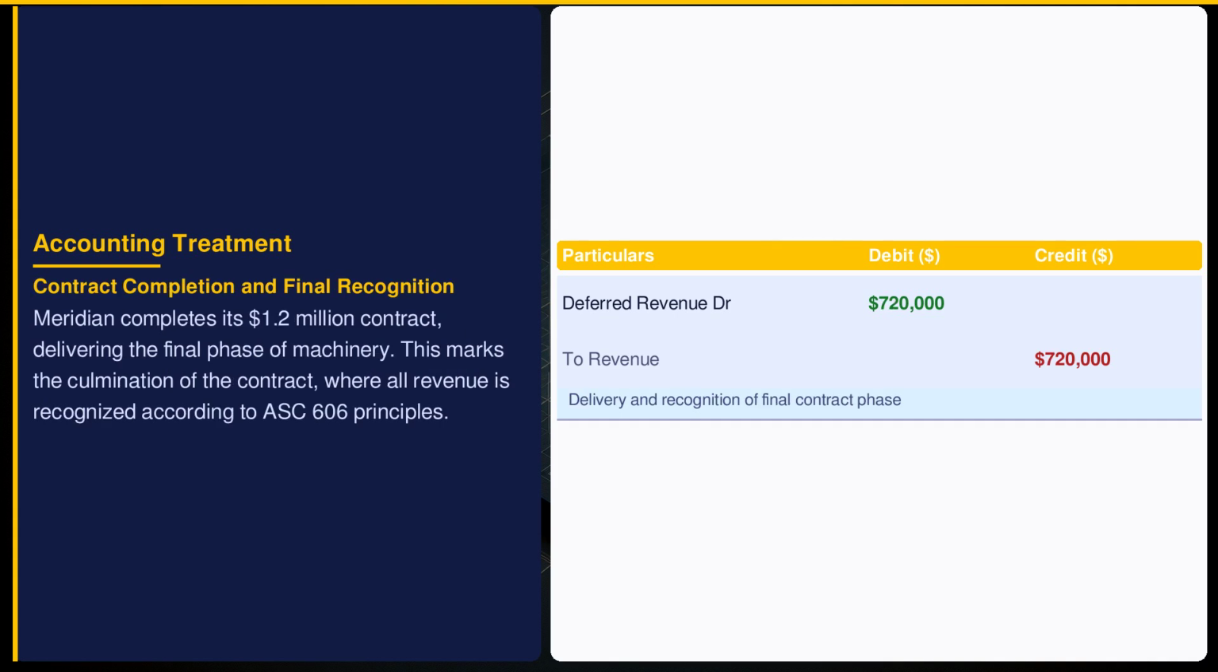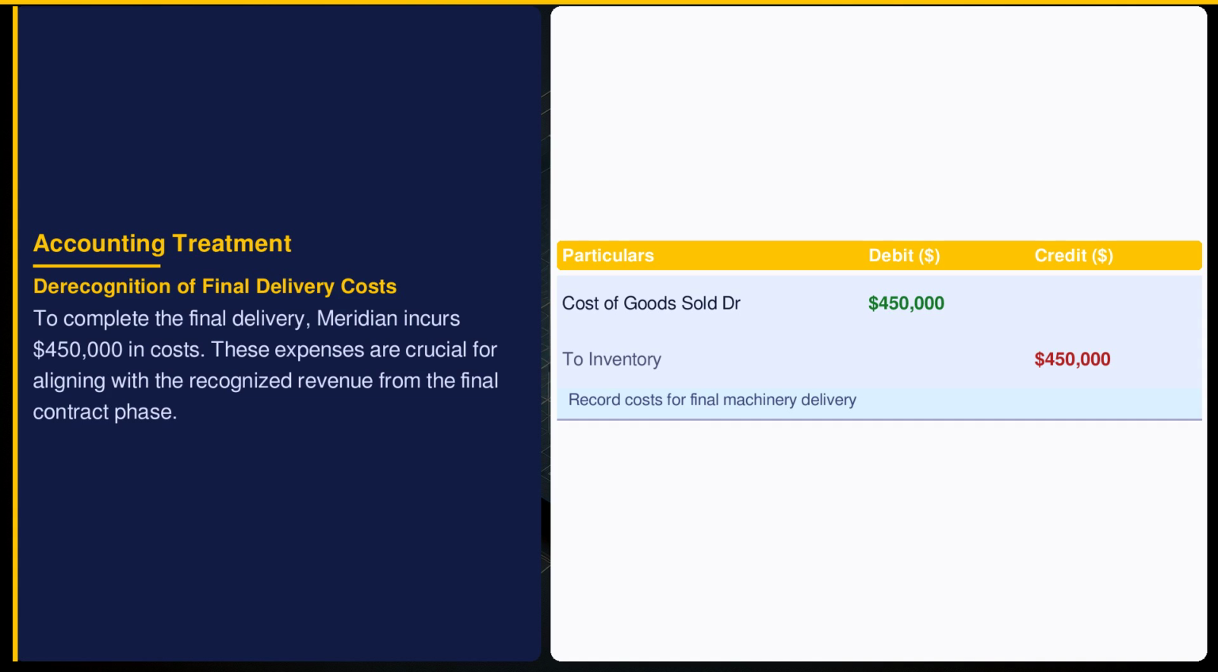Upon completing the $1.2 million contract, Meridian recognizes the final $720,000 in revenue by transferring it from deferred revenue to revenue. This entry signifies the fulfillment of all performance obligations, as ASC 606 dictates, ensuring that financial statements reflect the total economic benefit derived from the contract. The $450,000 in cost of goods sold represents the expense associated with the final machinery delivery.